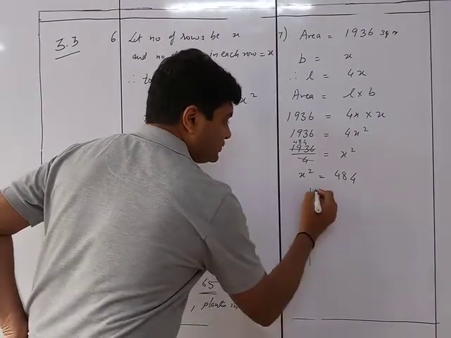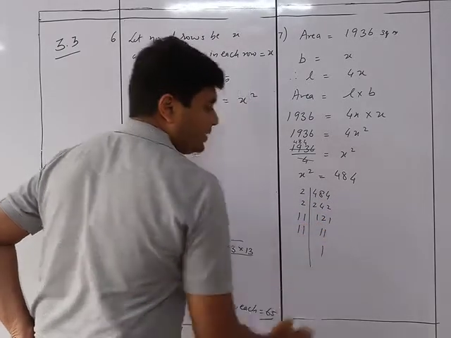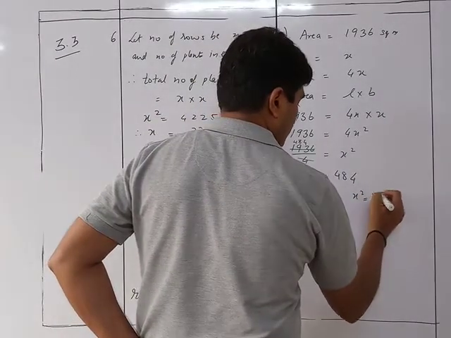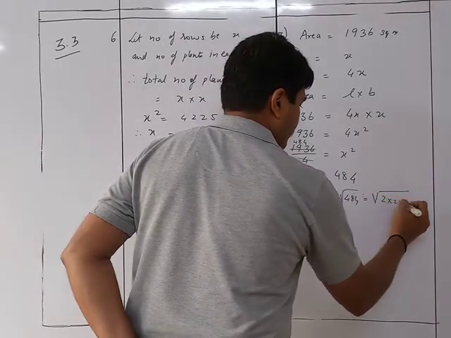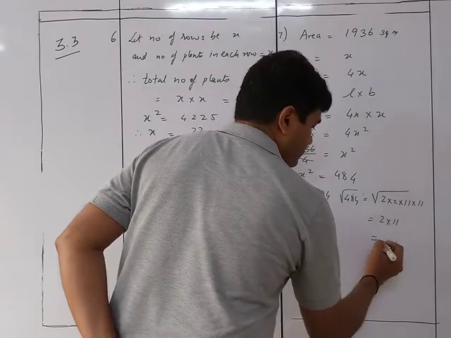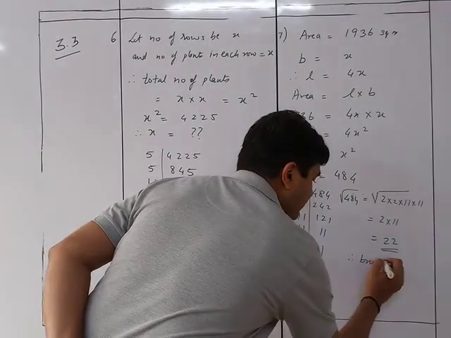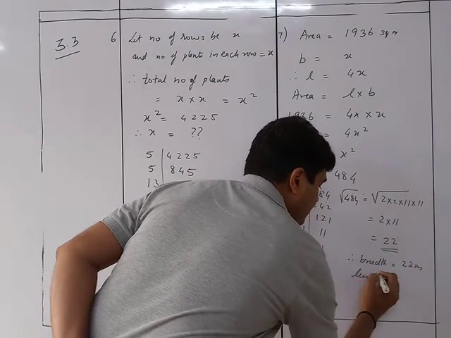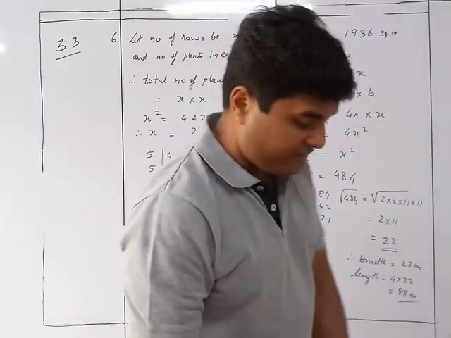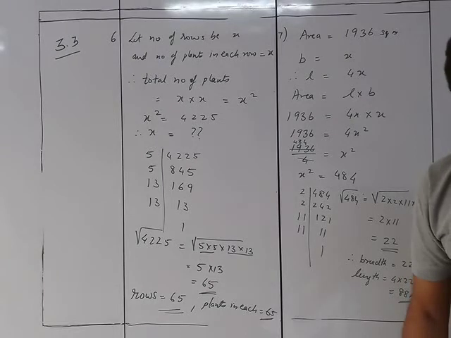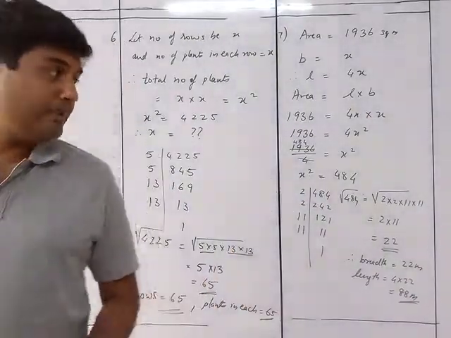For 484, 2s are 242, 2s are 121, 11s are 11. So X square is equal to 484, and the root of 484 is 2 into 2 into 11 into 11, that is 2 into 11, which is equal to 22. We need to find the dimensions of the rectangle. Therefore, breadth is equal to 22 meters and length is equal to 4 into 22, which is equal to 88 meters. That's the answer for question number 7 of the exercise. I'll check it out: 88 and 22. We go to the next one, that is sum number 8.